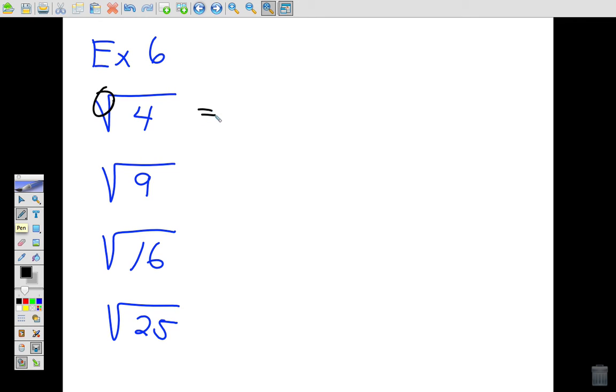So what does square root mean? Well, square root means this. What number could I multiply times itself and get 4? Or in this one, what number could I multiply times itself and get 9? Or this one, what number could I multiply times itself and get 16? What number could I multiply times itself and get 25?